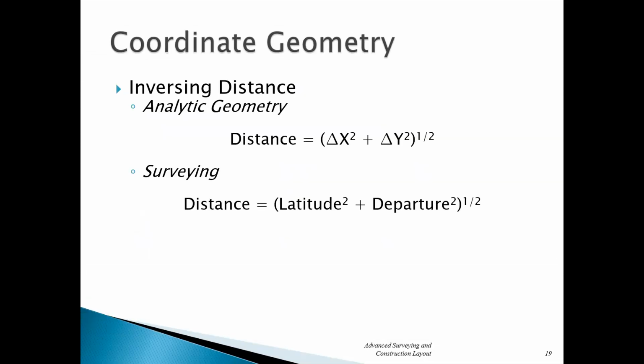Okay, so inversing distance is real simple. It's just using the Pythagorean theorem. What we would have for distance would be delta x squared plus delta y squared, square root, in analytic geometry. But in surveying, it's always going to be latitude squared plus departure squared, square root. You will typically never make a distance mistake with surveying, but what you will probably make is a direction mistake. That's your biggest issue right there.